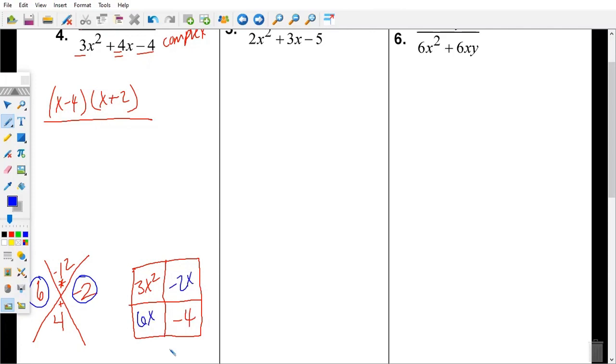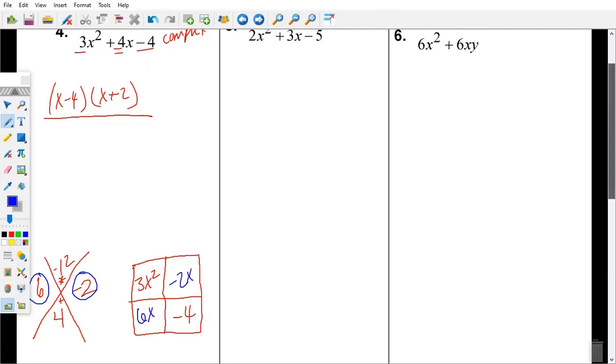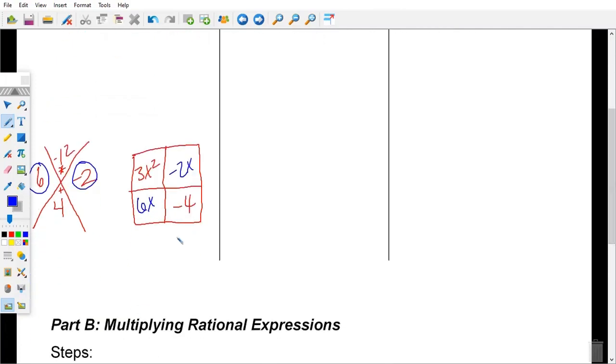Once I'm in the box, what am I doing? The GCF all the way around, right? So what is the GCF of the first row? 1x. What's the GCF of the second row? 2. What's the GCF of the first column? What's the GCF of the last column? -2. So my factors for my denominator are going to be x plus 2 and 3x minus 2. Do we see that?